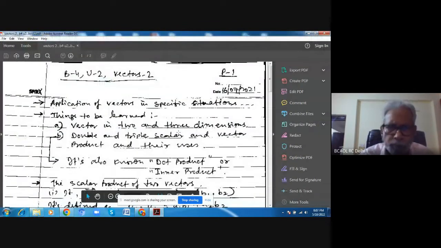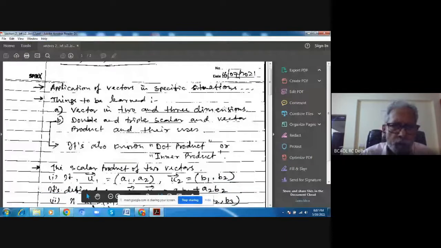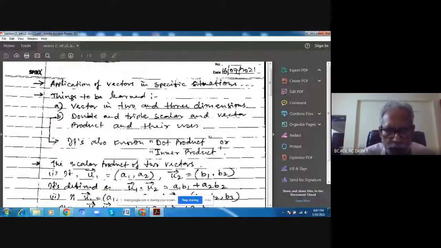Okay. Now in vector 2, we have to see the application of vectors. In vector 1, we saw the general vector: there are two vectors, how to add and subtract the vectors, and then multiplication and division that we have seen. And how to calculate the magnitude, that you have also seen in vector 1. And numericals we also discussed yesterday.